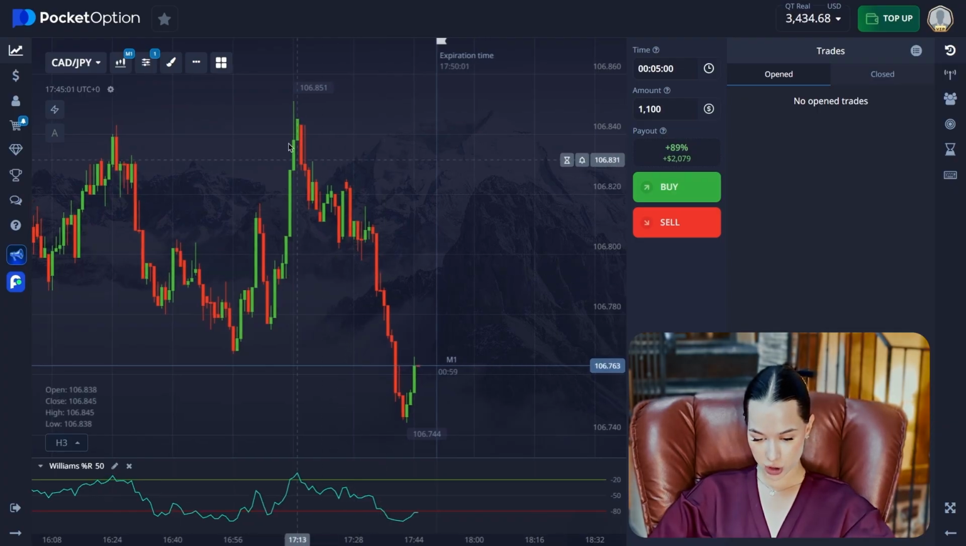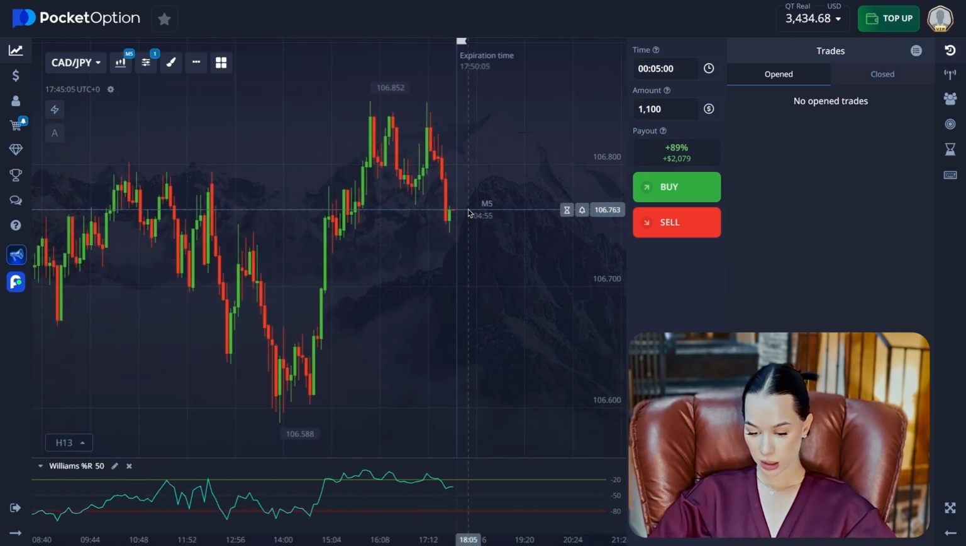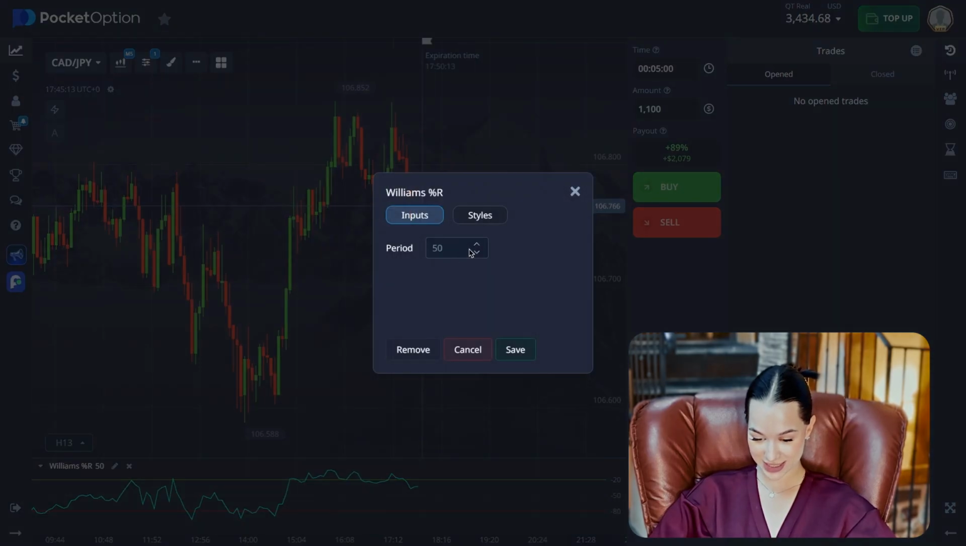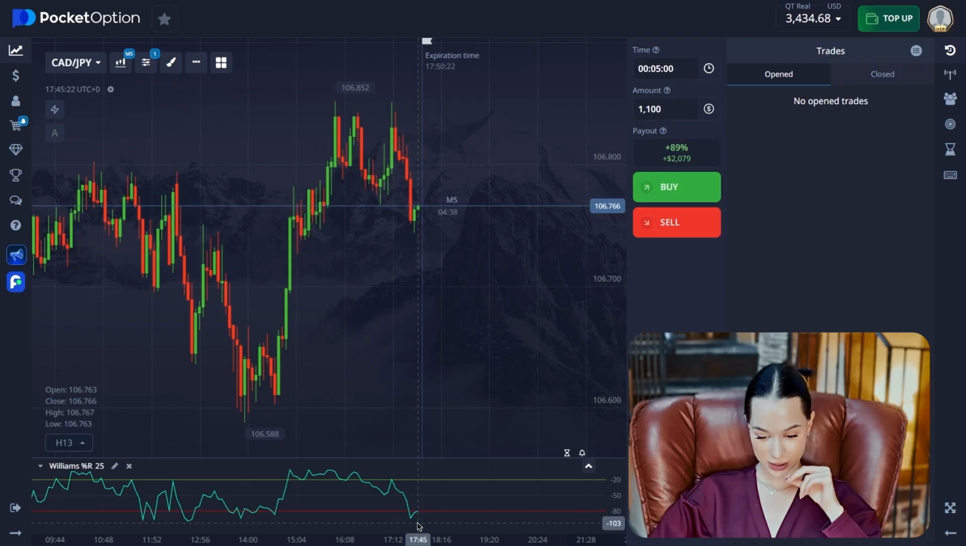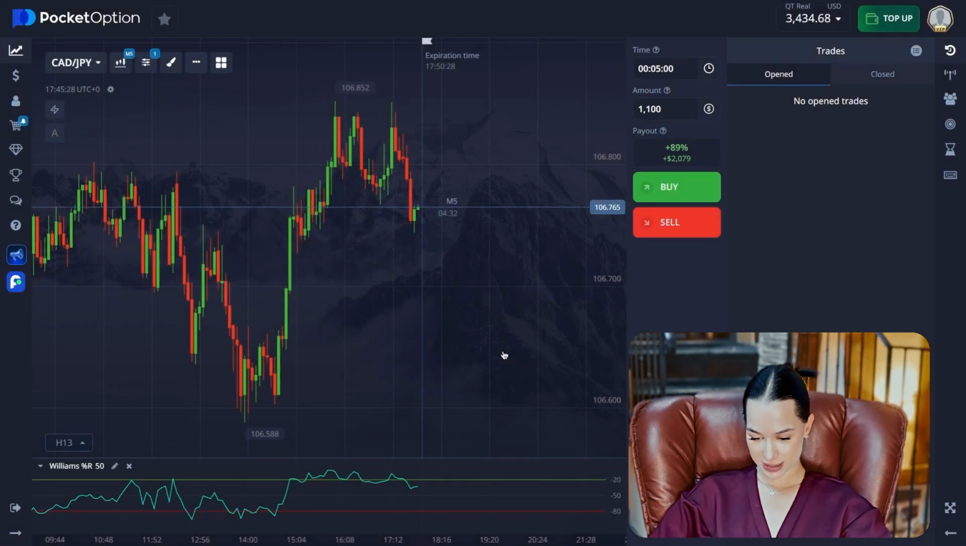So let's change the time frame to M5. Yeah, and here we can see it's only one green candle. As you can see, the chart is looking so much different, so much different on the indicator. Crazy. Let's change it to 25. If we change to 25, we can see that our price is already below the level 80.